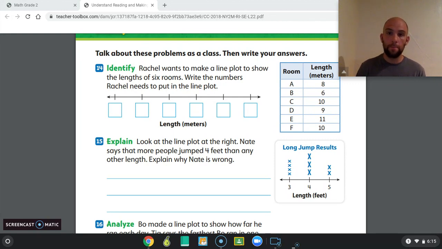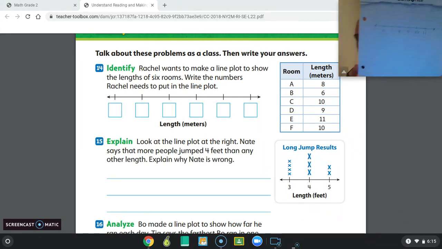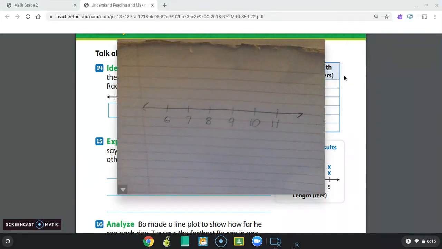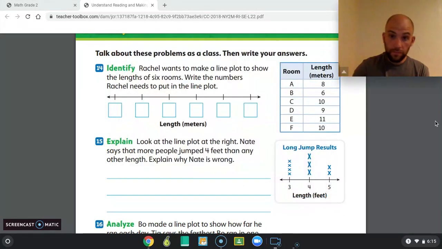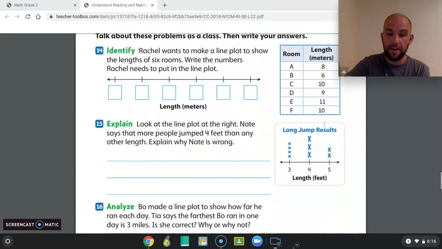And then they're just going to go up by 1 on the rest of the number line. So if you look right here, I'll make it a little bit bigger so everyone can see. We have 6, 7, 8, 9, 10, and 11. Now, I know we don't have any rooms that are 7 meters long, and it looks like we have all of the other numbers on here. But remember, we still need to put the number 7 on there because we can't just skip it. We need to make sure that those numbers go in order. So it should be 6, 7, 8, 9, 10, and 11.